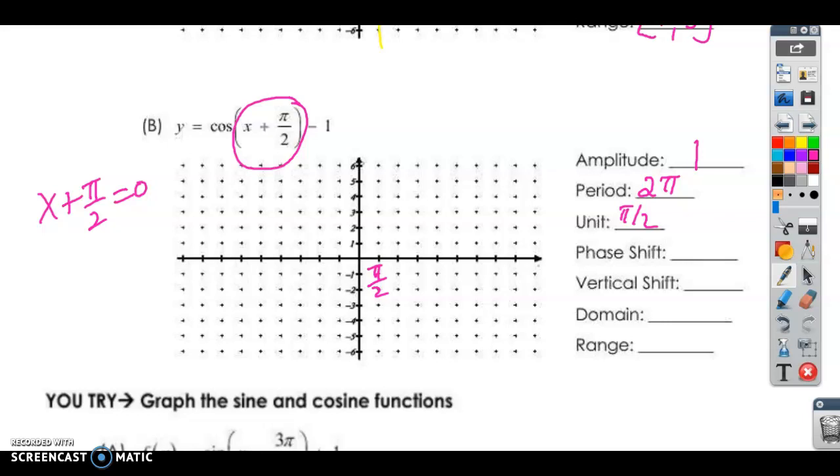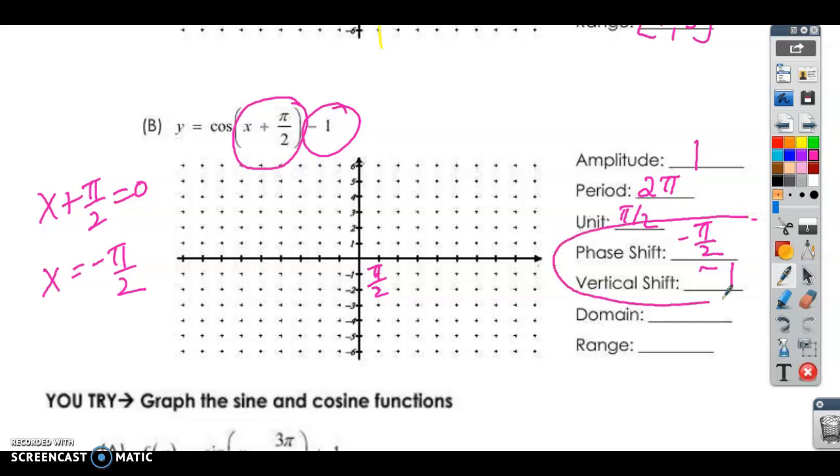For really simple problems where the number in front of x is 1, it's pretty simple. You can just say it's a one-step equation that you're solving. But it's negative, so in this case it's a negative pi over 2. And then the vertical shift is the same sign, so it is minus 1. So those two are your x and your y coordinates for your new 0, 0.